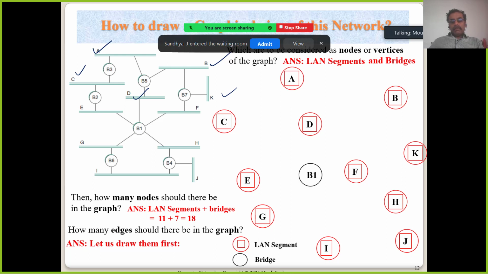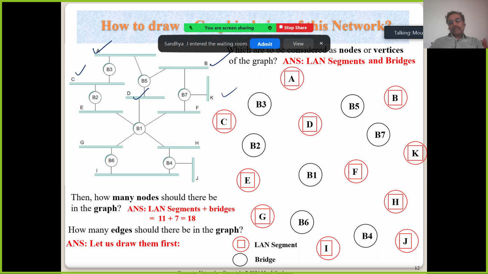Now B1 has come, B2, B3, B4, B5, all of them are coming up. B7. Now how do you connect it? You cannot randomly connect it. You connect it based on the connection that you see here. If there is an A to B3 connection, yes, connect it. Now B3 to C is there, yes, connect.